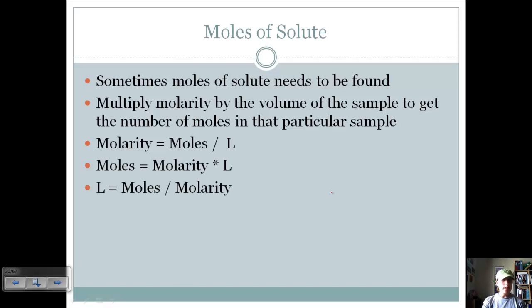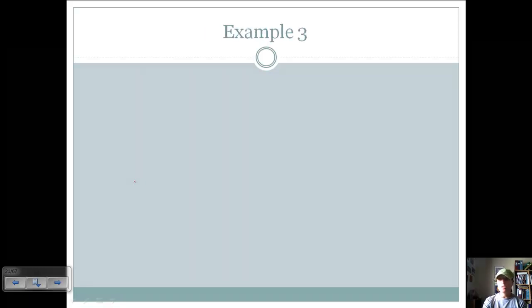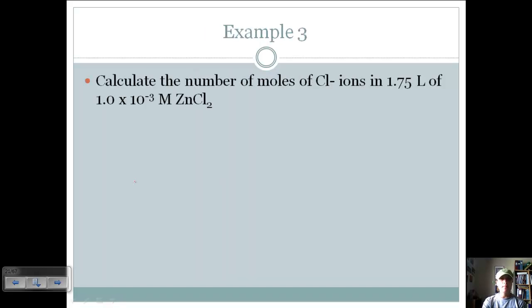Sometimes we also want our volume instead. In order to get liters, I'm going to divide by molarity. So that gives me moles per molarity. So all you're doing is rearranging the equation.